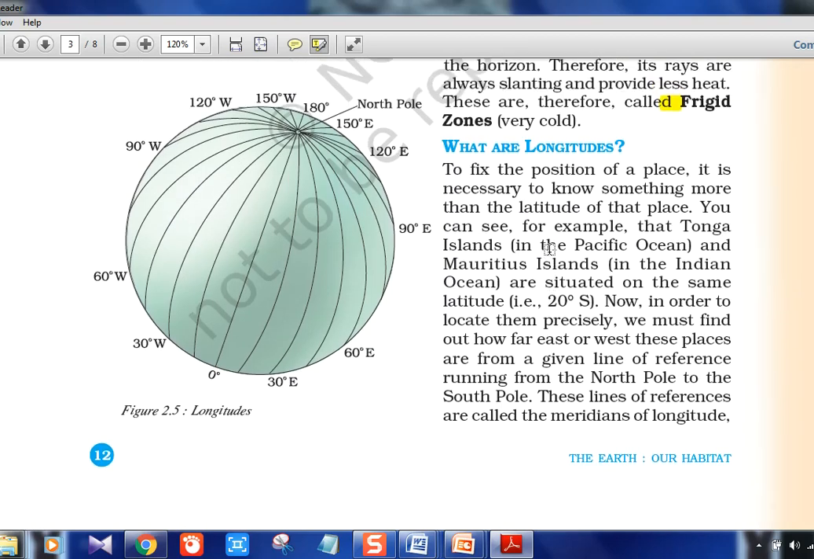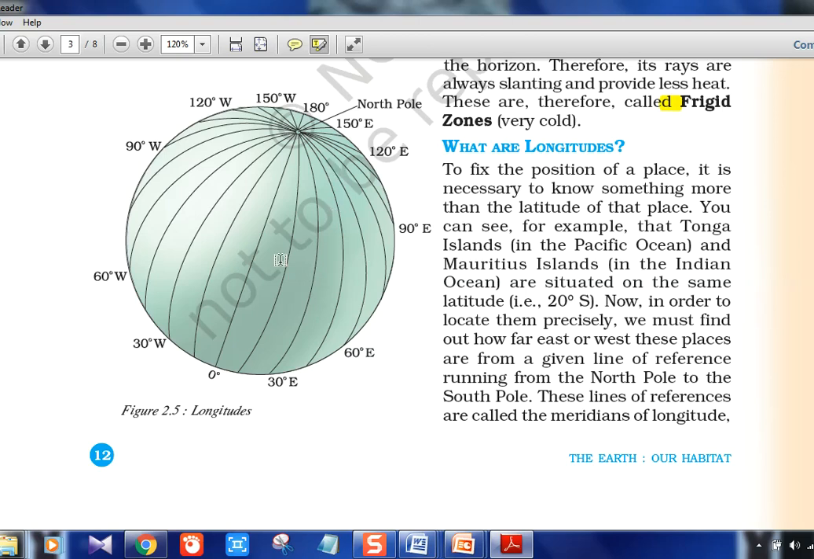Longitudes, again, are another set of imaginary lines, which are actually perpendicular, you can call, to the parallel latitudes. And one difference is that here, the gap between each latitude will be decreasing as you go closer and closer to the poles. See, here it's very small, but here it is wider. And like this, we have lines.